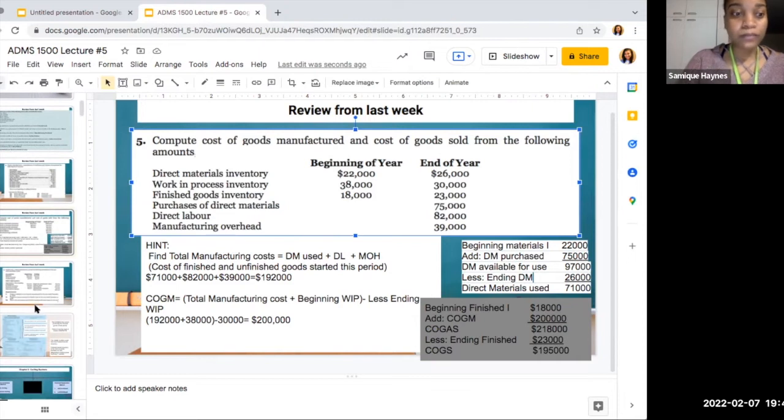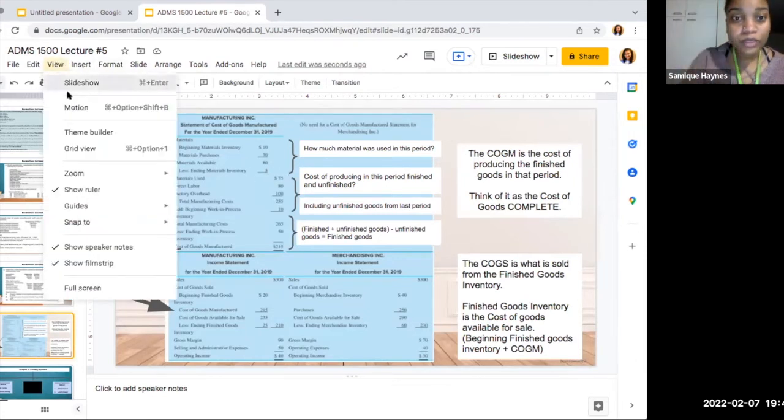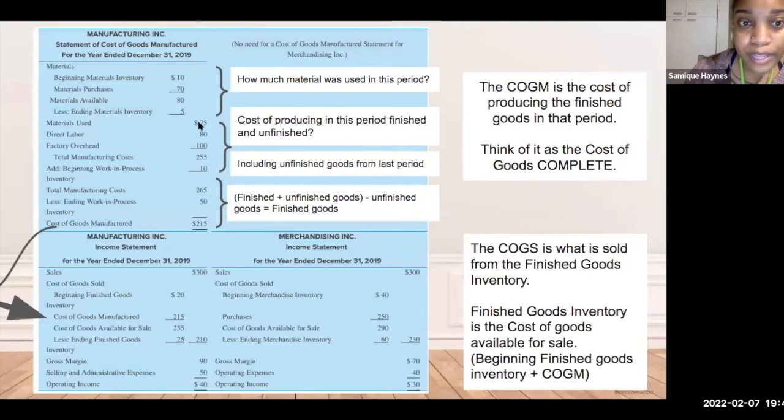Okay, so with that being said, this table right here, I just copied it from the previous week. I just brought it here. It just shows us exactly what we did. So we found the materials used here. We calculated the direct materials used, right? We added it into our direct labor and manufacturing overhead to give us total manufacturing cost.